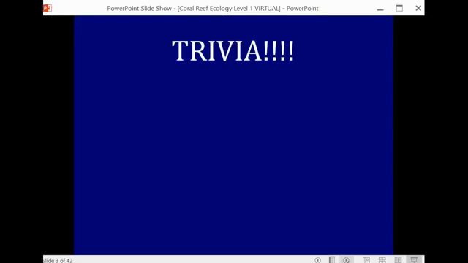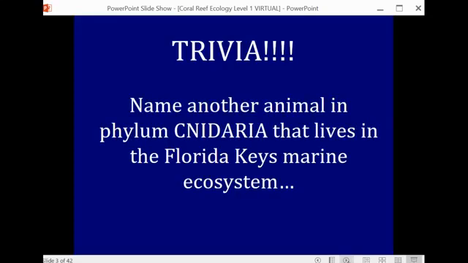So, our first trivia question. Get ready. I want you to name another animal in phylum Cnidaria that lives in the Florida Keys marine ecosystem. Now remember that cnidarians have stinging cells. The other thing you need to remember is cnidarians are invertebrates, animals without a backbone. So think about an invertebrate that has stinging cells, something that you think is related to our corals that lives here in the Florida Keys. I'm going to give you a minute to think that one through.